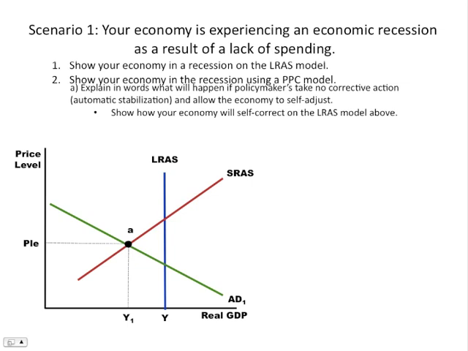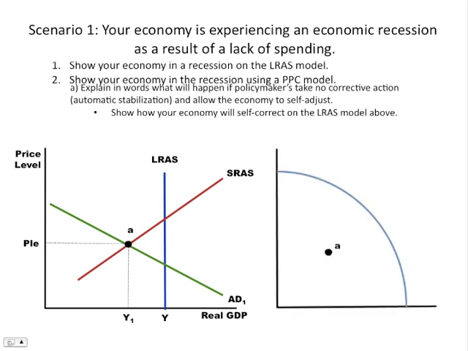Now let's do it with the production possibility curve model. Now this is a much simpler model, one we learned early on in the year, but you can see that this point here, A, represents being inside the curve, and that represents a recession in our production possibility curve. So now effectively we have illustrated both the long run model and the PPC in a recession.